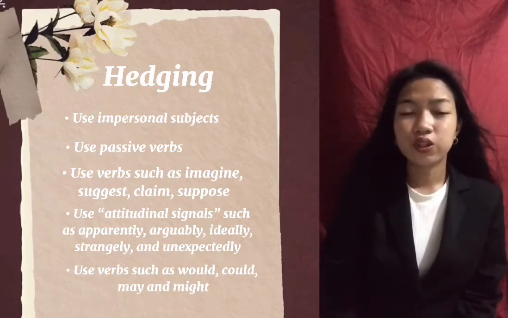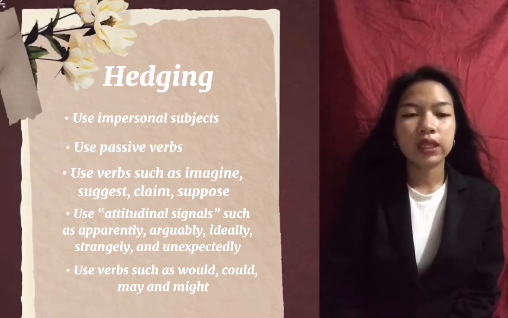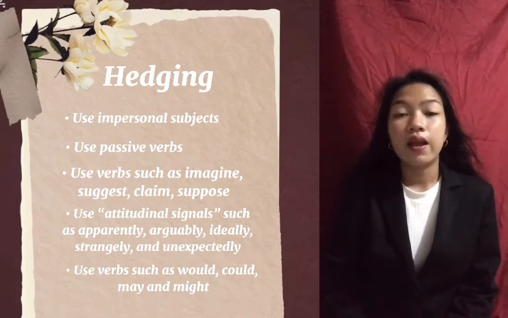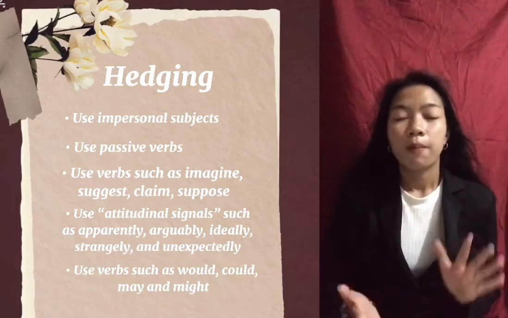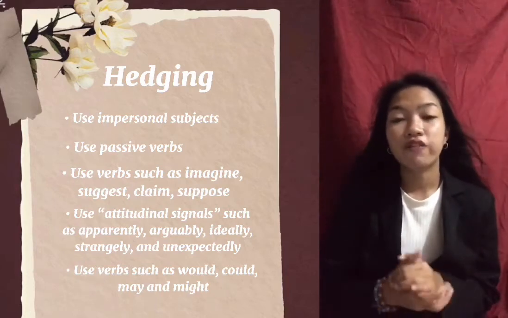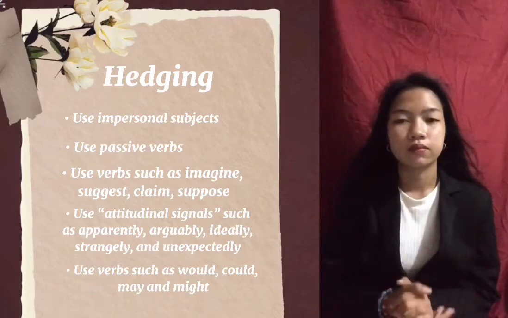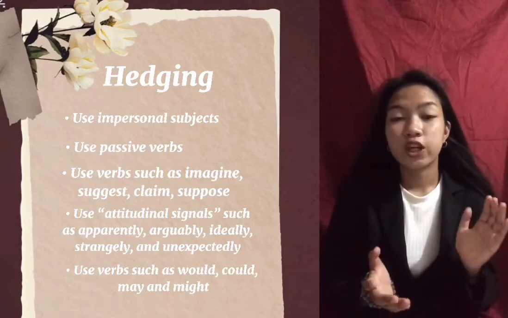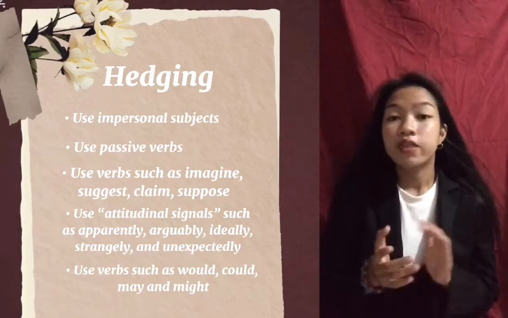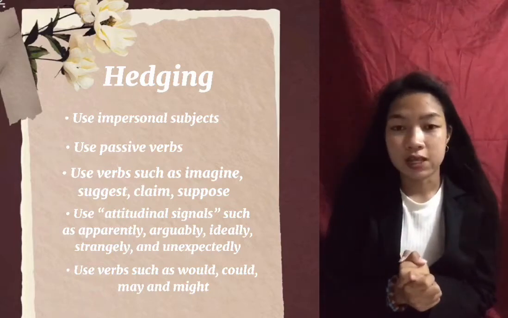And use attitudinal signals such as apparently, arguably, ideally, strangely, and unexpectedly, because this would actually give a hint of your attitude towards the readers. Use verbs such as would, could, may, and might. These are the modals that provide possibility of something.